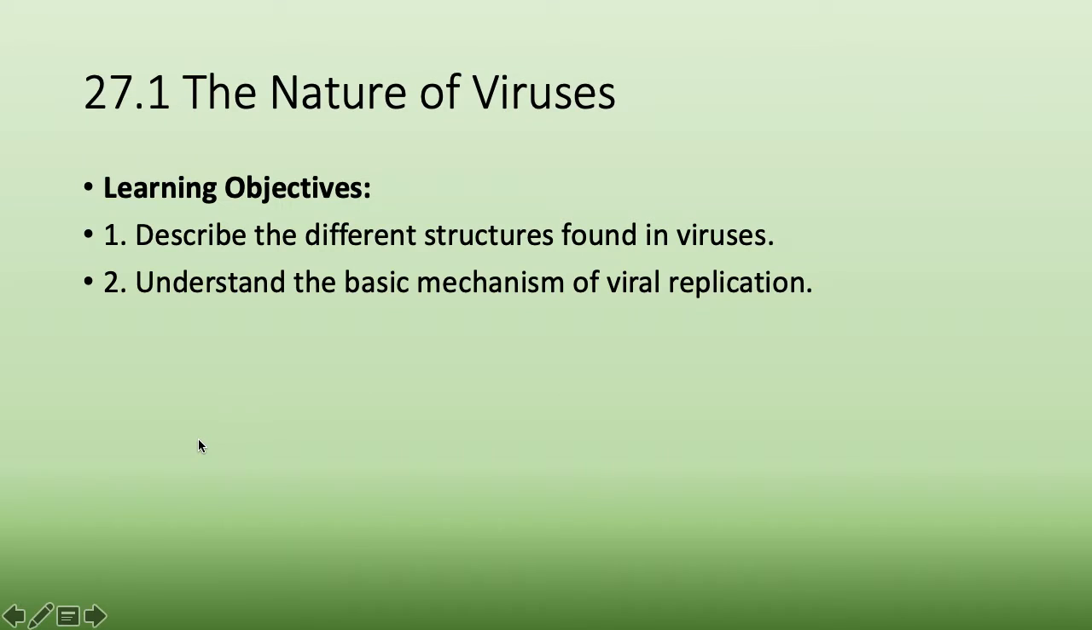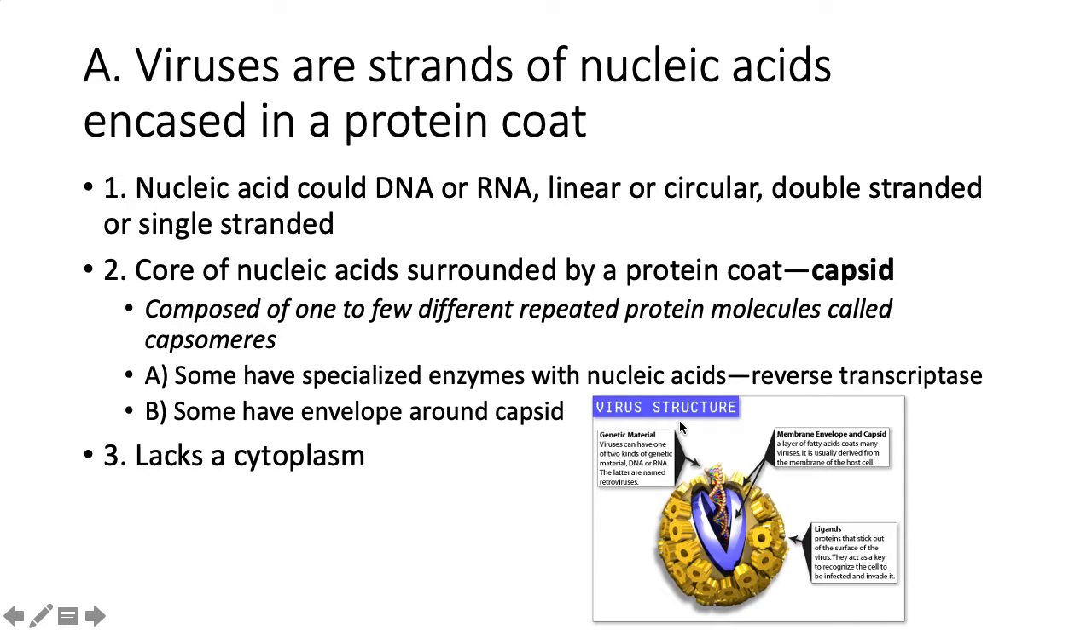So first up, the nature of viruses: describe their structure and understand how they reproduce or replicate themselves. So like I said, the basic structure, some type of nucleic acid, could be DNA, could be RNA, covered in a protein coat. That DNA or RNA could be linear, like us in eukaryotes, we have 46 linear chromosomes, or it could be circular, like prokaryotes. It can be double-stranded. It can also be single-stranded, so lots of variation with the nucleic acid.